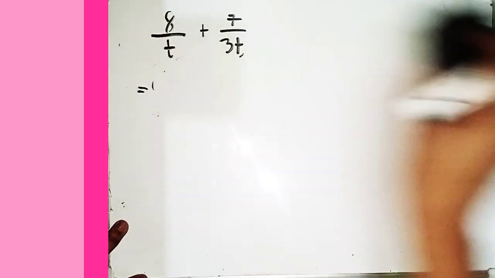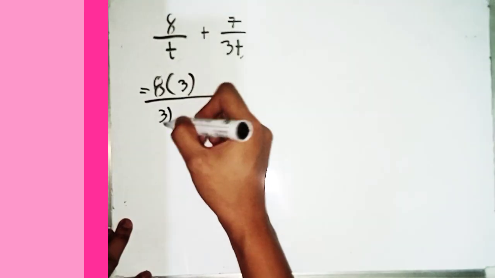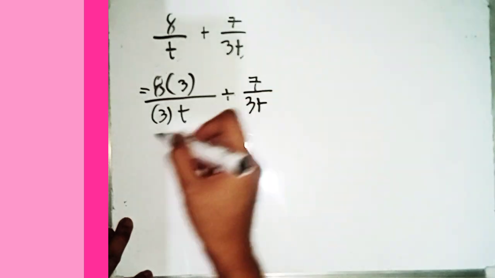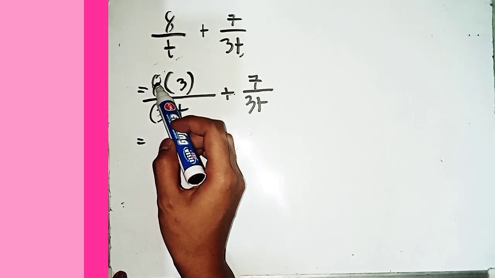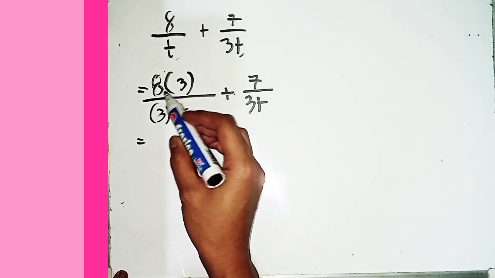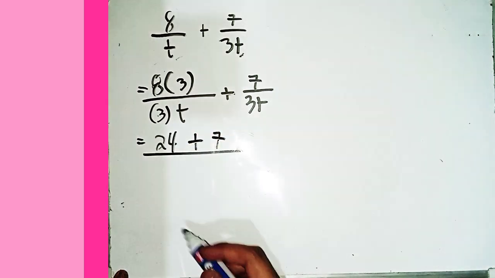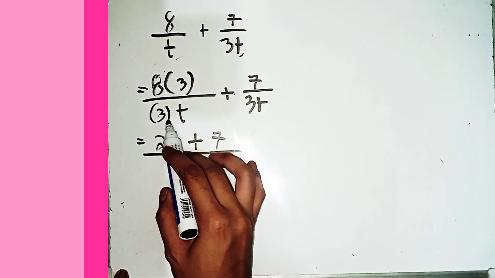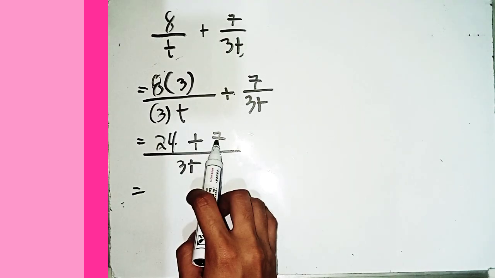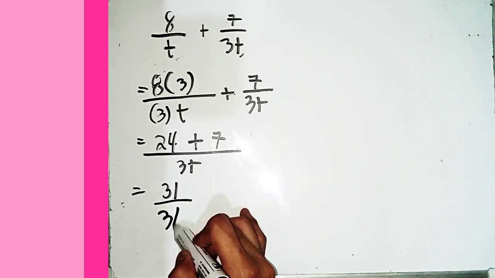Whatever you would be multiplying on the top, you should multiply it on the bottom. So we multiply 3 in the top and 3 in the bottom, plus 7 all over 3t. Now let's distribute 8 to the 3. 8 times 3, how much is that? That is 24 plus 7. Just copy the denominator since they do have the same already. You can combine that. So next, 24 plus 7, how much is that? That is 31 all over 3t.